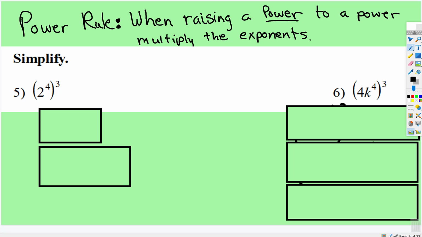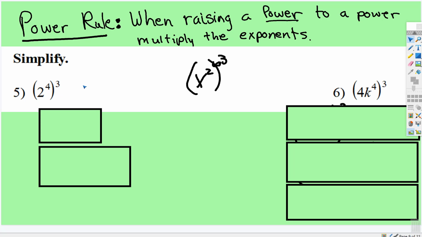Okay, now we're working with the properties of exponents called the power rule. When raising a power, remember this thing right here is called the power. When you raise it to a power, meaning there's an exponent outside of the parentheses of another power, that's called raising a power to a power. You multiply the exponents.